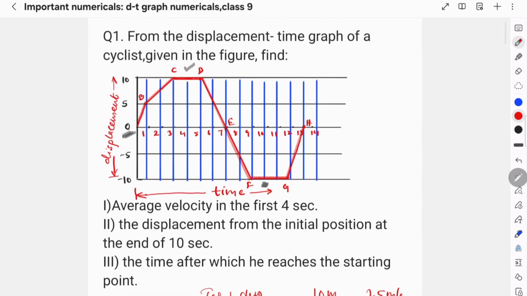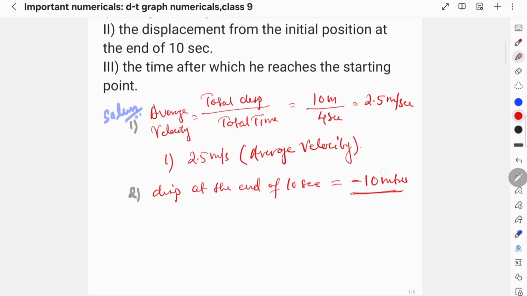Now see, we can see the cyclist has started from 0, it has moved upwards, and then after 5 seconds he has started traveling downwards, like this. So by the time it is 10 seconds, he has already reached minus 10 meters. So he is 10 meters in the opposite direction. So it will be minus 10 meters. Okay.